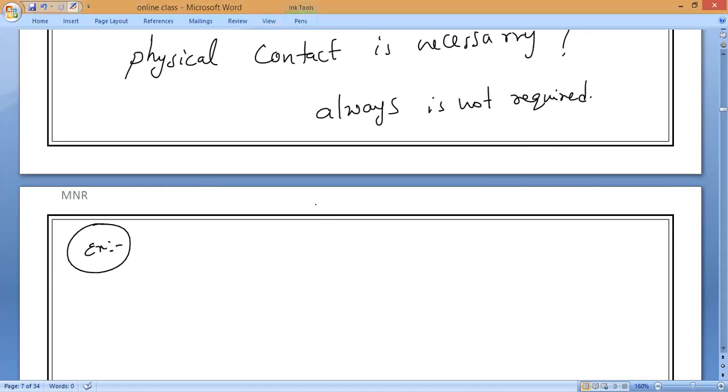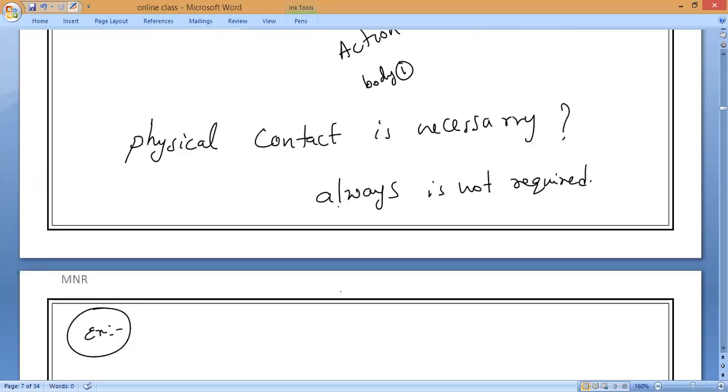So physical contact between two bodies is not always necessary for forces to act. All of you should remember that. The earth is exerting force on the sun, and the sun is also exerting force on whom? On the earth, the planet. That is how we understand action and reaction. The sun exerting force on the earth is called the action. The earth also exerting force on the sun is what we call the reaction.